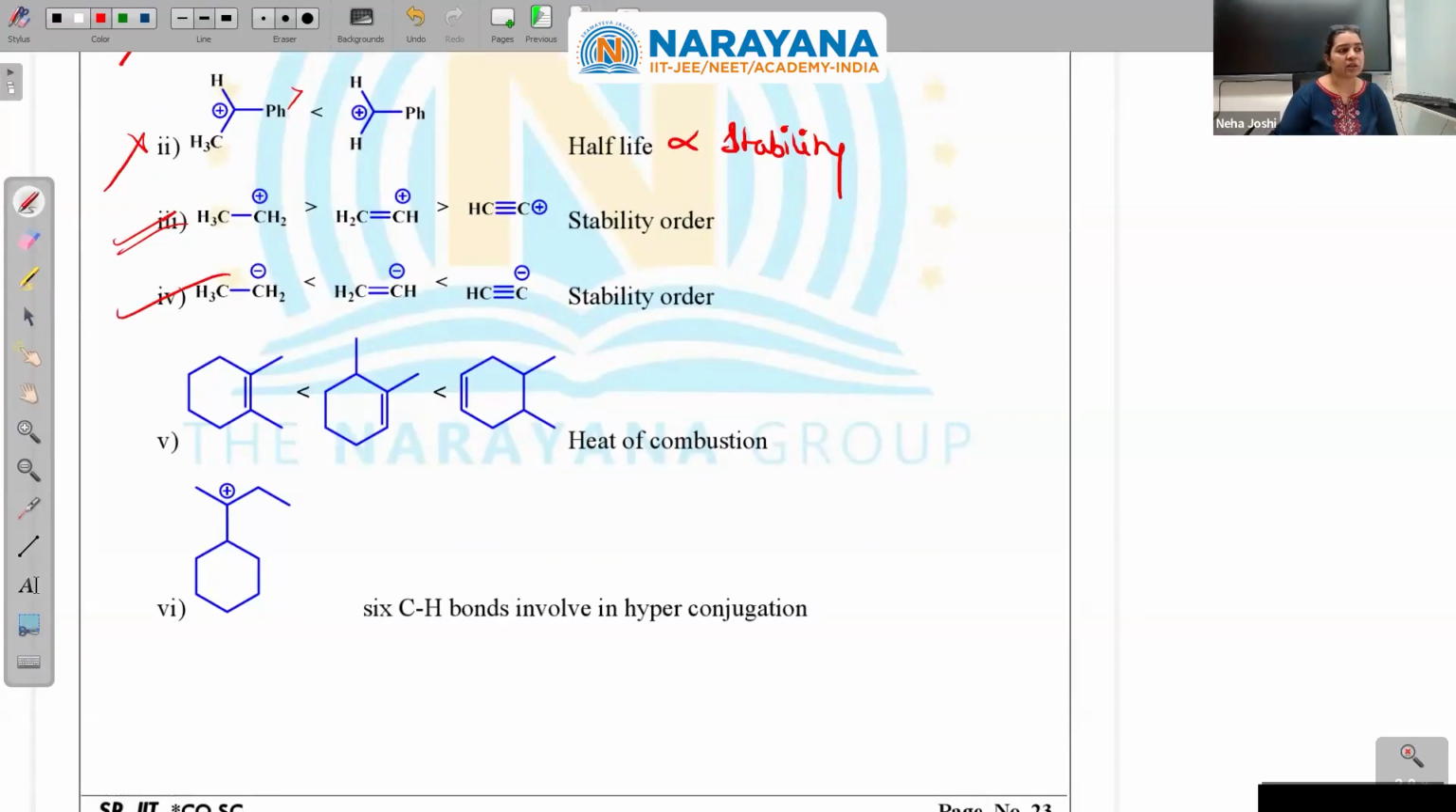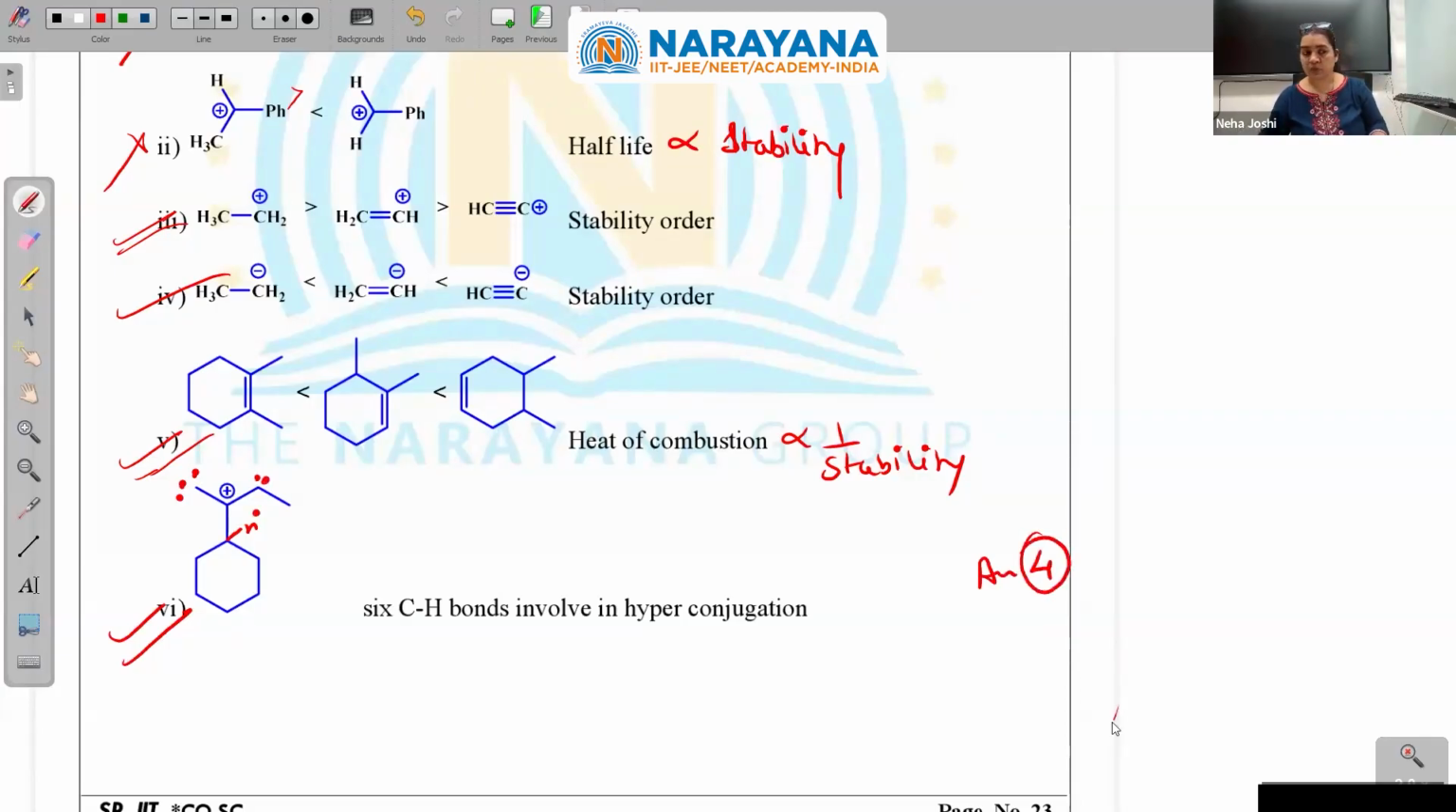Heat of combustion is inversely proportional to stability when they are isomeric. And yes, they are isomeric. So more stable is this one because more hyperconjugative, and then less and less. So this answer seems to be correct. 6 CH bonds involved in hyperconjugation: 1, 2, 3, 4, 5, and 1 here, 6. So this is correct. So I think the answer for this should be 4.